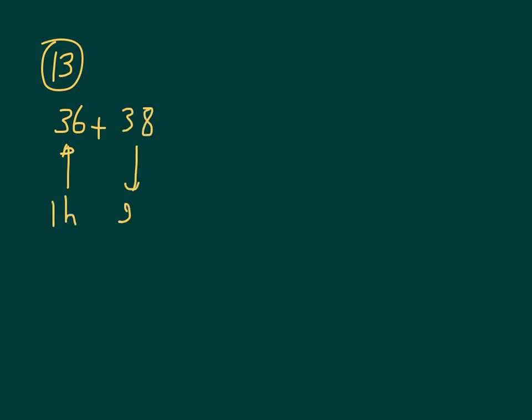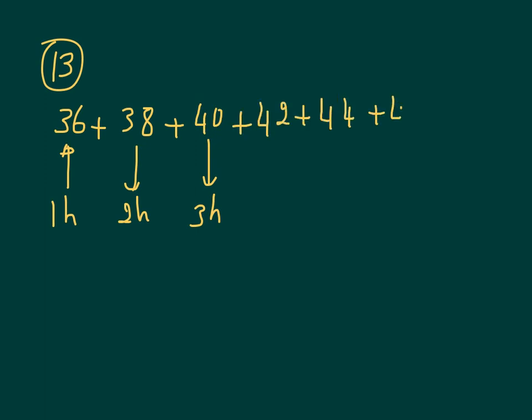Finally, number 13. And for number 13, you're making party favors. So after the first hour, you have 36. On the second hour, you made 2 more. And so this is after the second hour. After the third hour, you make 2 more, which is 40. And then every hour, you add 2 more. And so you worked for 7 hours.